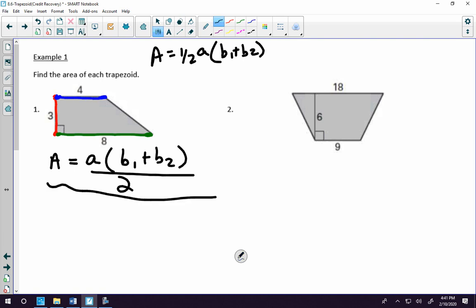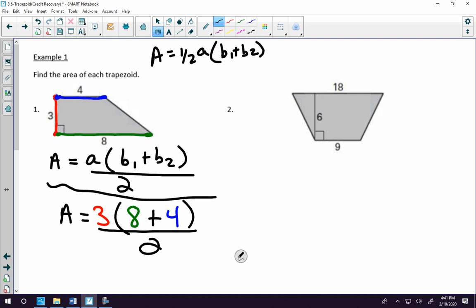So the space inside of this trapezoid is going to be the altitude of 3 times the quantity of the sum of the two bases, which are 8 and 4. So we've got 8 plus 4, divided by 2.